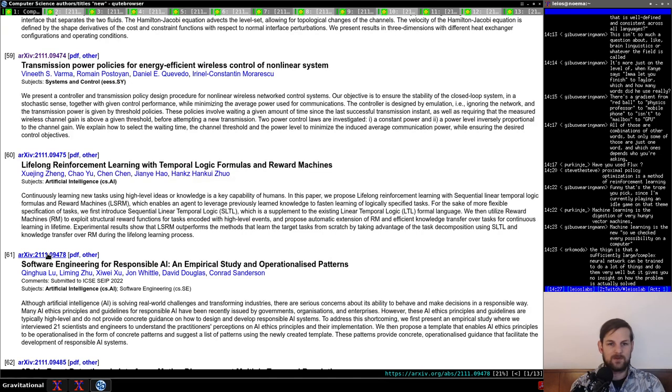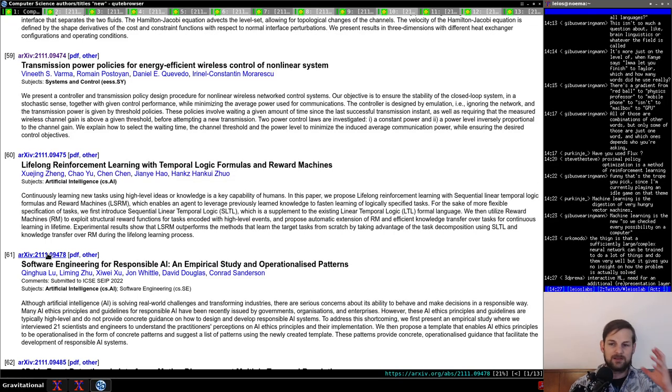Lifelong reinforcement learning with temporal logic formulas and reward machines. You know what I want to do? I want to create a YouTube for arXiv papers. That's what I want to do. I want to have a YouTube-like algorithm where you go in here and click on papers, and then it gives you a recommendation for what you want to read based on what other people are reading in the field. I think that'd be super cool.